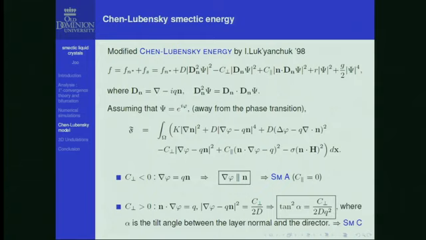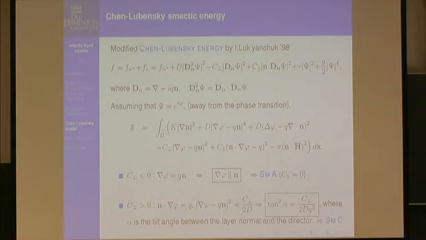And now the Chen-Lubensky smectic energy. Basically what I wanted to say about the Chen-Lubensky energy is the new numerical formulation to solve it. So this is the Chen-Lubensky energy. What's different from the smectic A energy is these two terms. This one is the second derivative of psi, and it can be positive or negative depending on smectic A or smectic C. And this term is the additional term, especially important when you have a smectic C case.